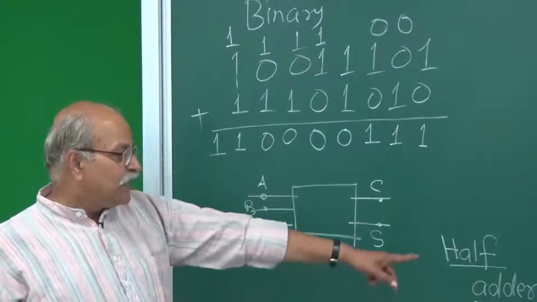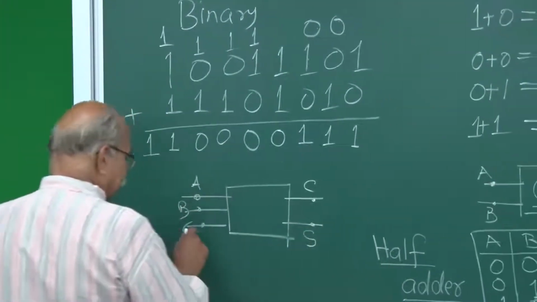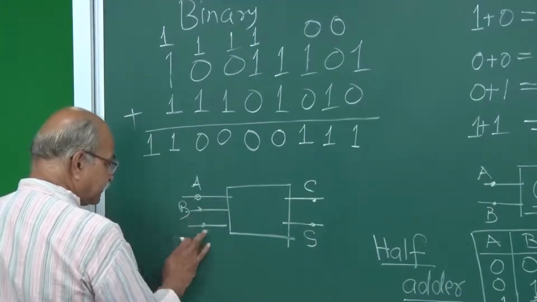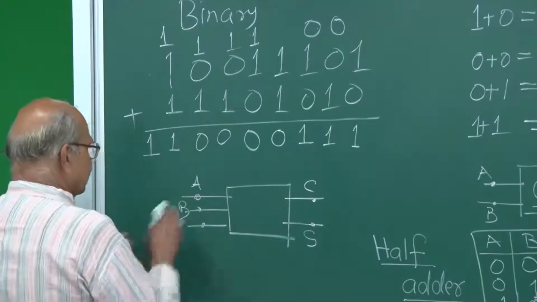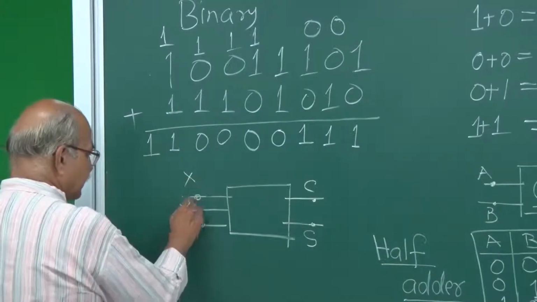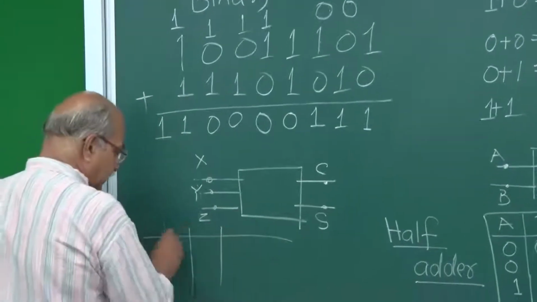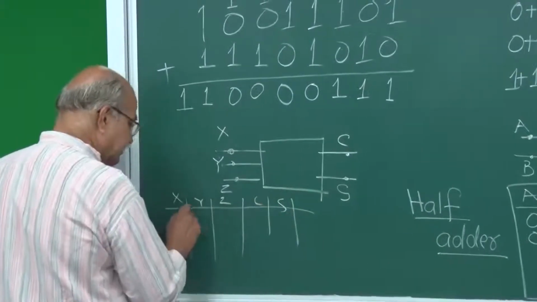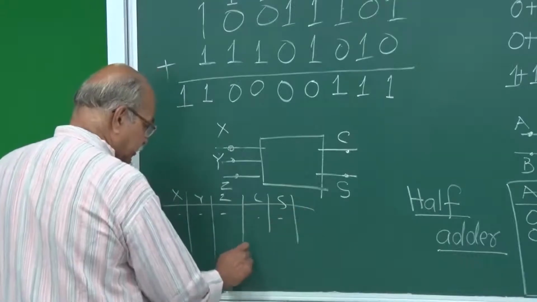Okay, you can make this kind of table. This time, let me not call it C, C's for carry, let me call it X, Y, Z. No confusion, X, Y and Z. So you can make a table, X, Y and Z, and then carry and the sum, and then you can put numbers here, what should be the carry, what should be the sum.